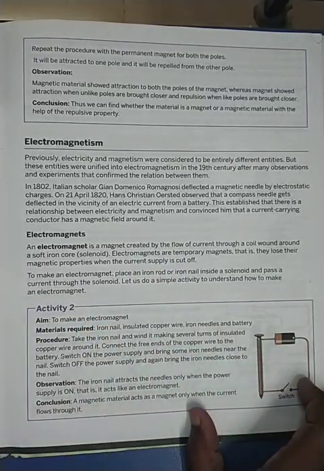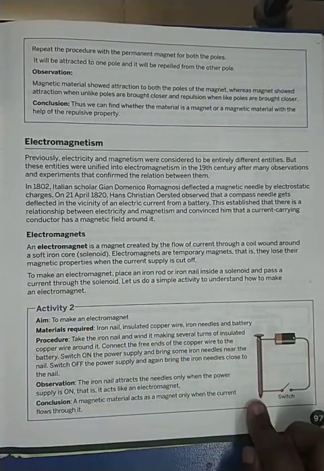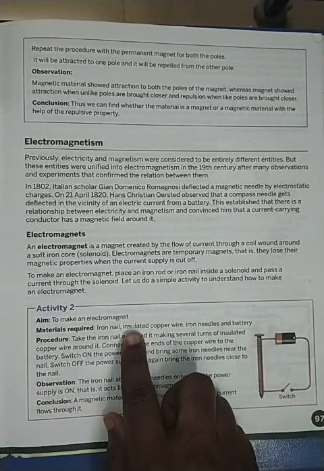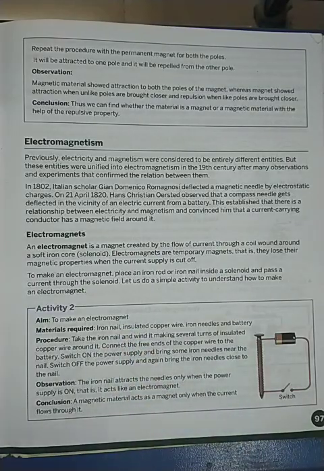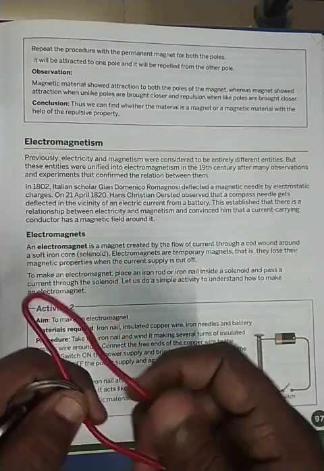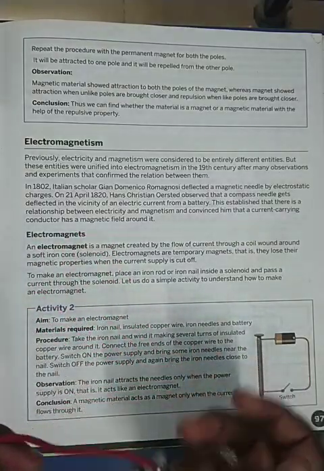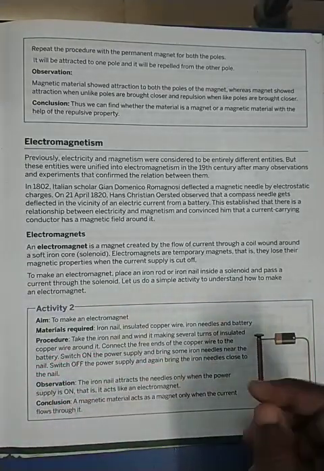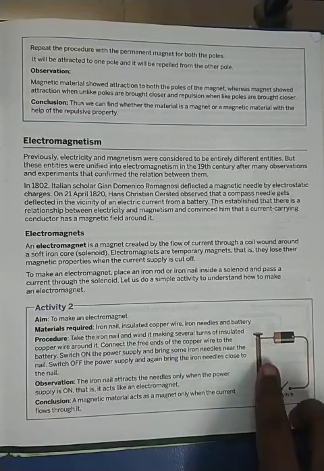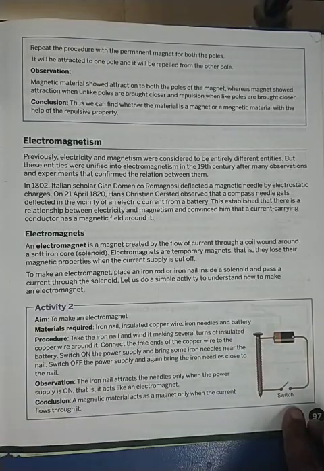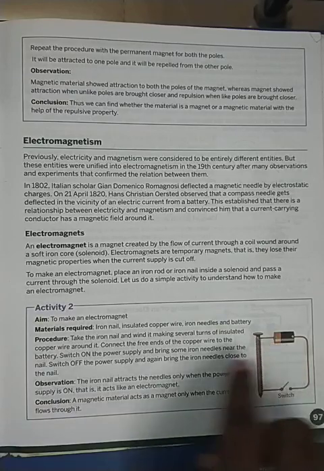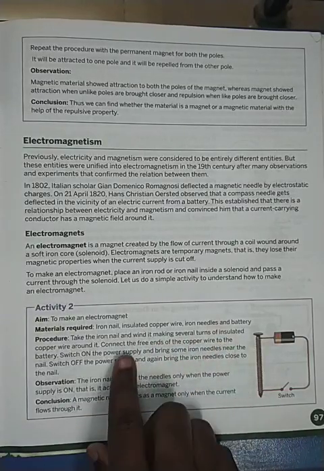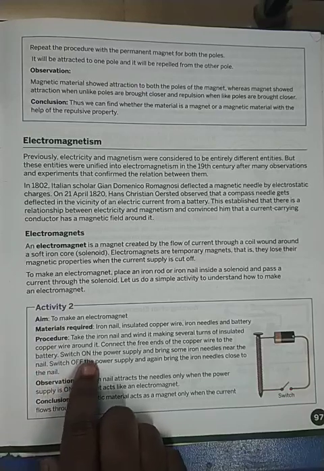See, they have given an example. Take the iron nail. You know what an iron nail is. Take the iron nail and insulated copper wire. You should take an iron nail and wind the wire around it, turn and turn and turn, make a design like this and attach it to the battery. They are saying take the iron nail, wind it with several turns of insulated copper wire, connect the free ends to the battery, switch on and switch off.